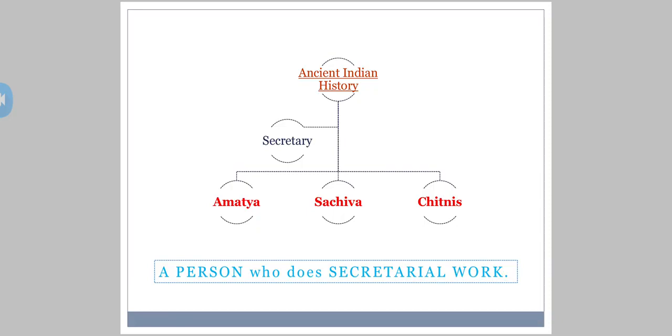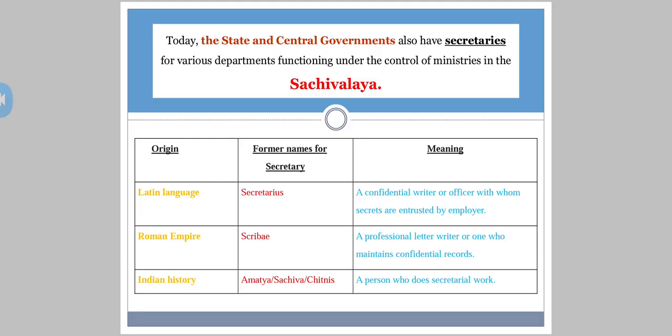Now further we are going to come up with the secretarial work. What are these works? We are going to study in the chapter now. Today the state and central governments also have secretaries for various departments functioning under the control of ministries in Sachivalaya. What is Sachivalaya? Sachivalaya is nothing but a department or a committee where the secretaries come together and work, or certain matters are discussed.